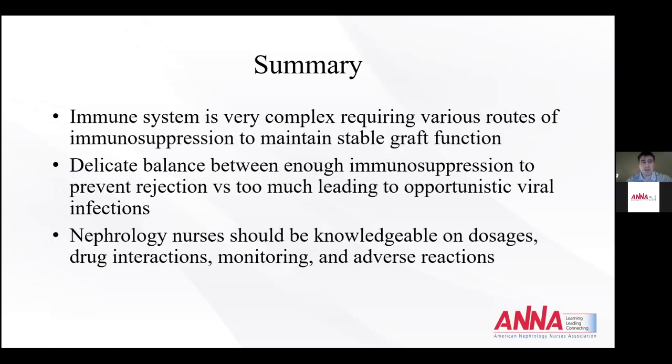So in summary, the immune system is very complex. I could talk just about each little segment for a whole hour. So it's very complex, requiring various routes of immunosuppression. As you see, there are so many pathways on those T cells that we have to try to block. And we try to do all those different ways to maintain a stable graft function, at the same time trying to prevent over immunosuppression, which causes bone marrow suppression. So it's a delicate balance between enough immunosuppression to prevent rejection versus too much leading to opportunistic infections or bone marrow suppression.